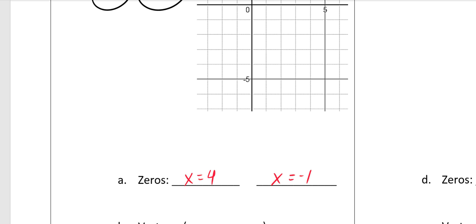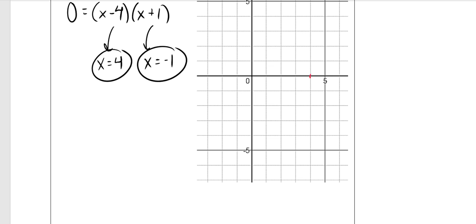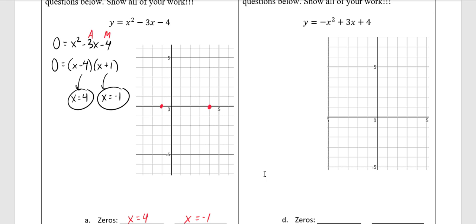Another name for x-intercepts are zeros. How do you find them? You find them by factoring. So 4 and negative 1 are your x-intercepts. Zoom this out just a little. Once you have your x-intercepts, your vertex is always located halfway in between them.